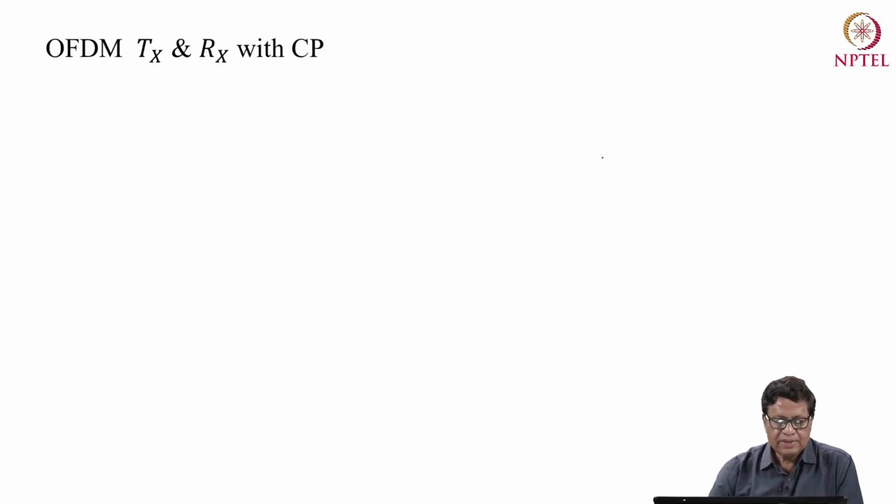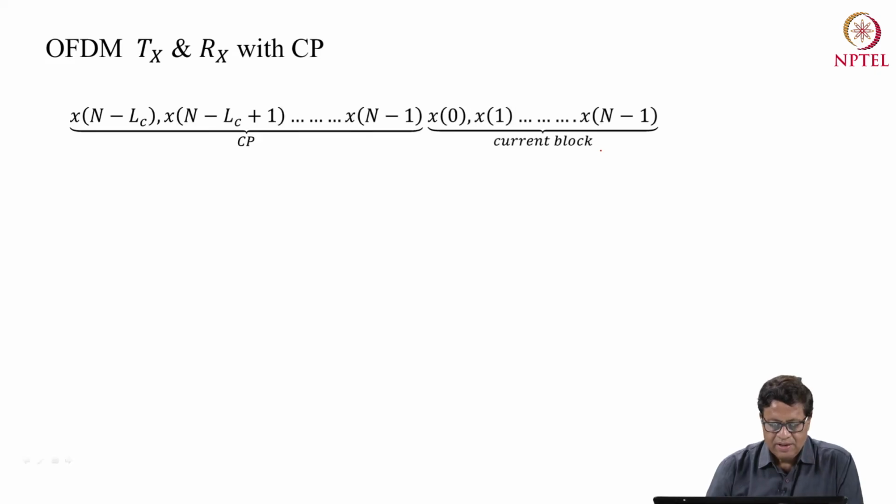So now let us understand the OFDM transmitter and receiver with CP, how it is normally done. This is your current block, x0 to xN minus 1. These are the samples. Depending upon the delay spread, TD, you select those samples and prefix them in the beginning. This is the CP, and I have selected the L number of samples which are prefixed. So this becomes the complete OFDM symbol.